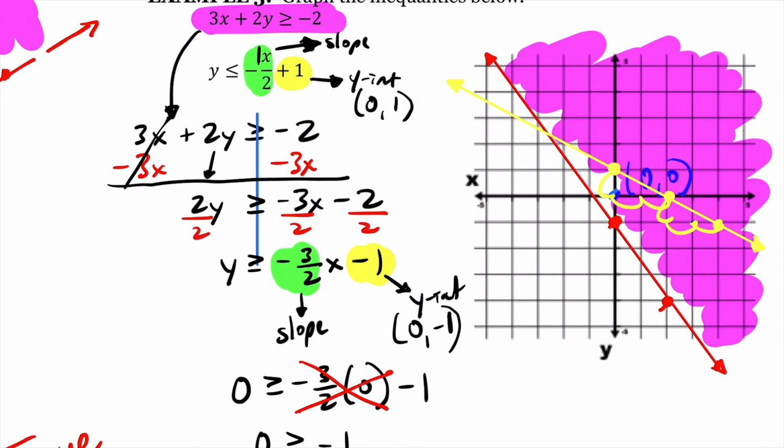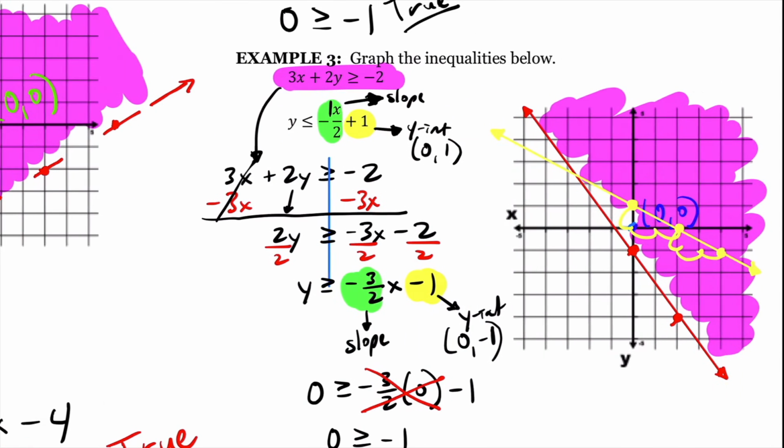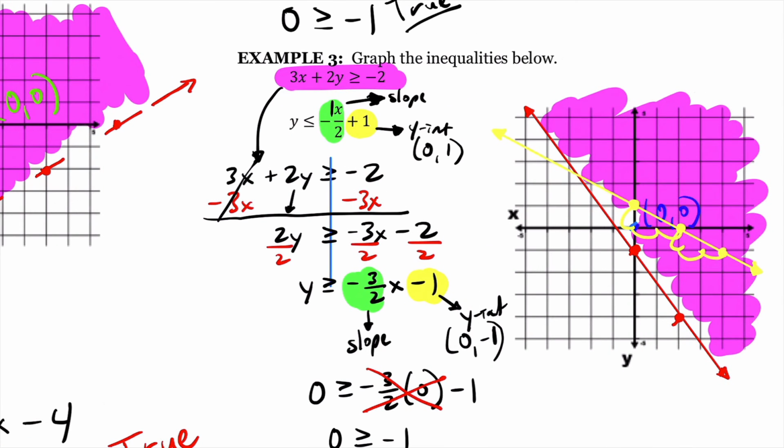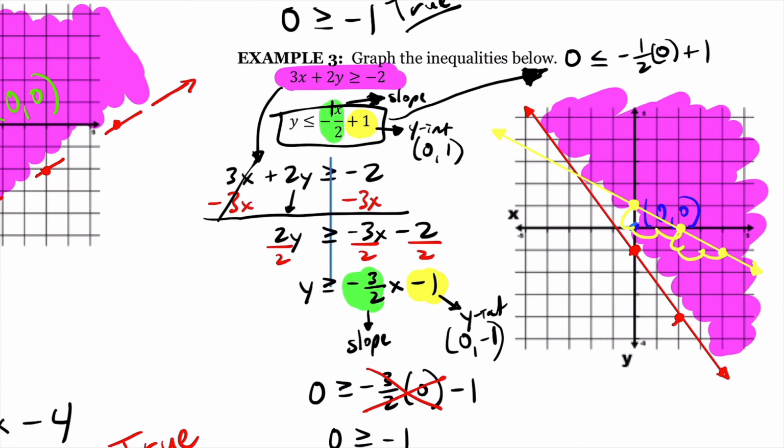Okay, so I've already shaded one side of the red line, but now I got to do the yellow line. So I'm going to do the same thing. I'm running out of room here, so I'm going to move this over here. So wherever I see a y or an x, I'm going to put 0, using 0, 0 again.